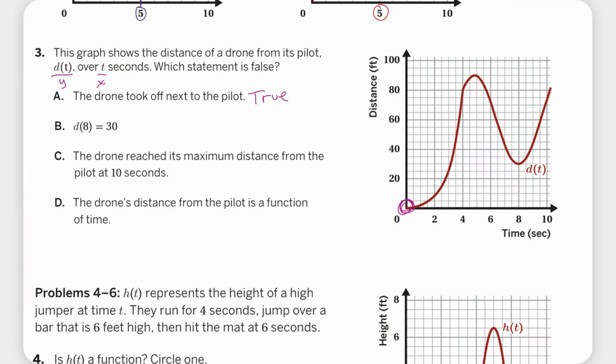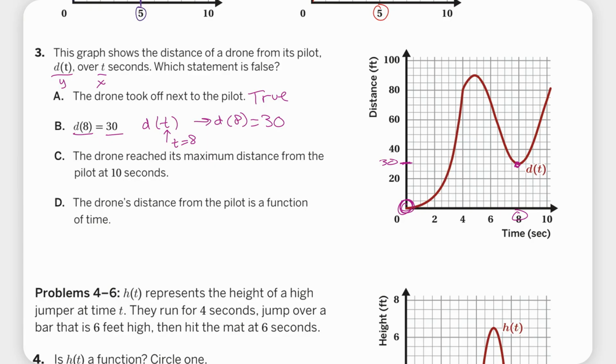The second one here says d of 8 is equal to 30. So if I look over at d of 8 here, that's saying d of t, or when I plug in the time is equal to 8. That would be d of 8. And we're asking, when the x value is 8, is the y value 30? And when we look at this here, it looks like it is at 30. So I would also say that B is true as well.